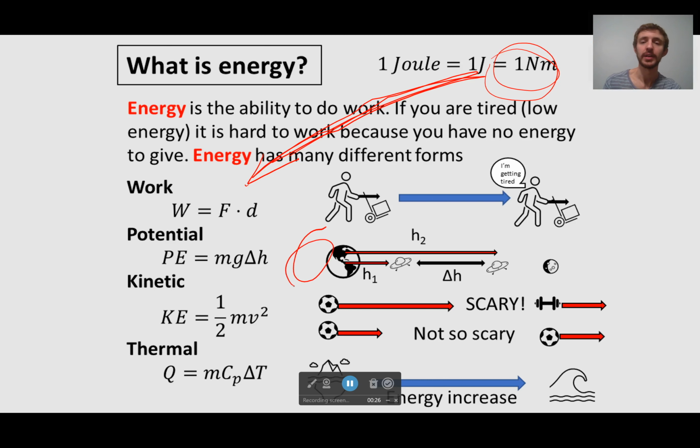Potential energy is mass times gravity times change in height, which I hope you will remember, because mass times gravity is actually the weight. So this is weight times change in height. Force times distance. What was work? Work was force times distance. It was very, very similar. But potential energy is always about lifting something, and it's always based on how much you have changed the height.